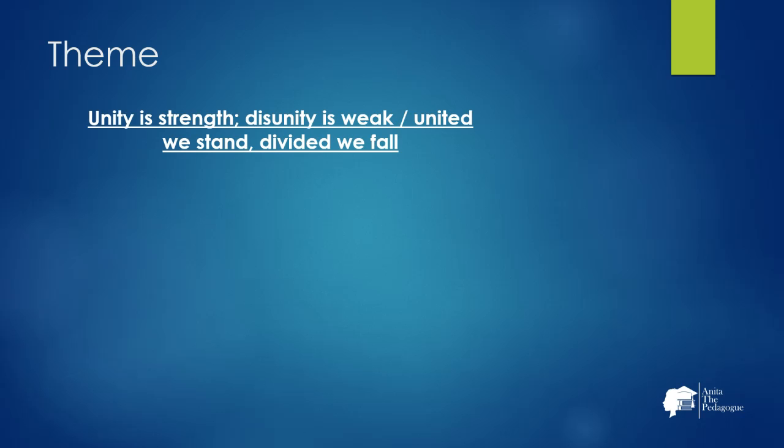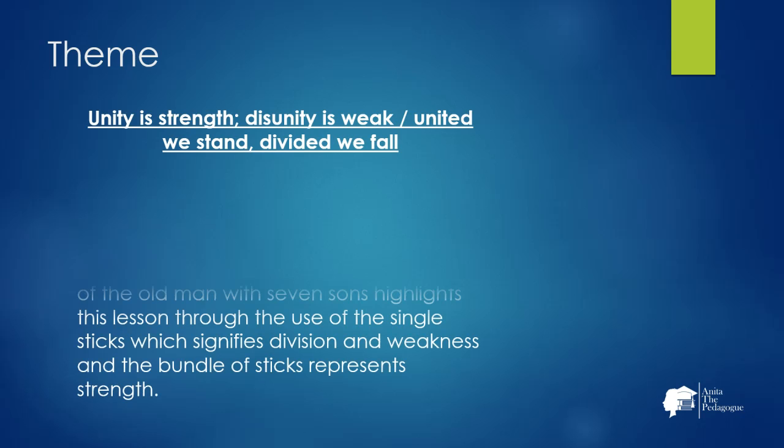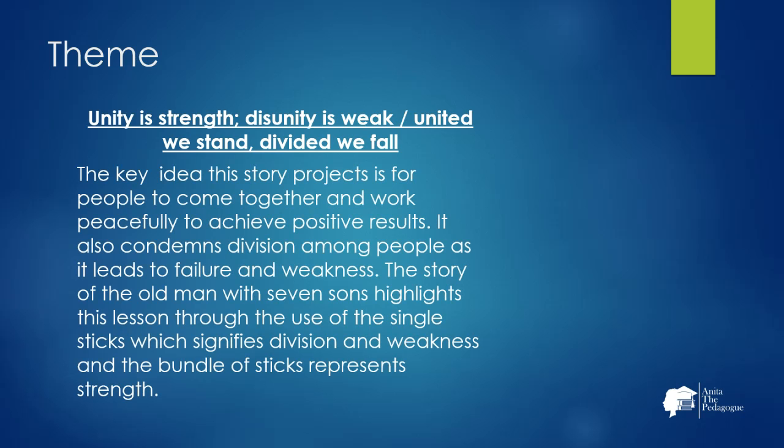There are various themes that can be derived from the story The Old Man and His Children. So one theme is unity is strength, disunity is weak, or united we stand, divided we fall. So the key idea this story projects is for people to come together and work peacefully to achieve positive results. It also condemns division among people as it leads to failure and weakness.